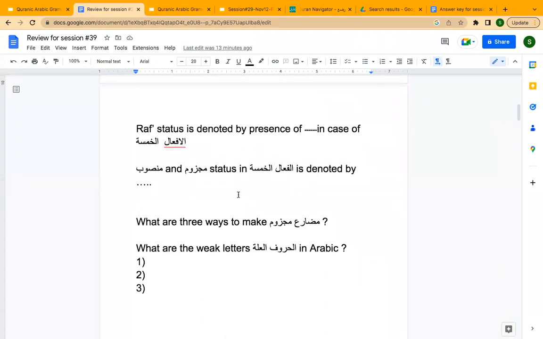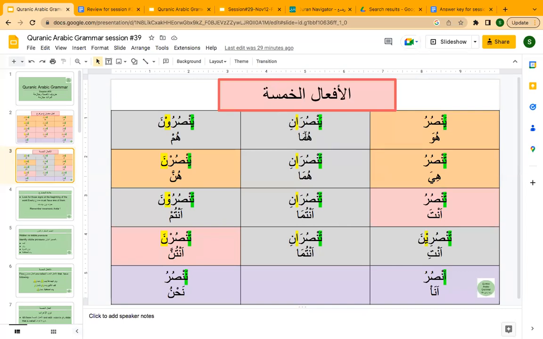Now, mansub and majzoom status in af'alul khamsa is denoted by what? What happens in af'alul khamsa in mansub and majzoom status? No, we are talking about al-af'alul khamsa. They all end with what? What is the ending of al-af'alul khamsa? Look at this gray table. How is all af'alul khamsa ending? They are ending with noon, noon, and noon.